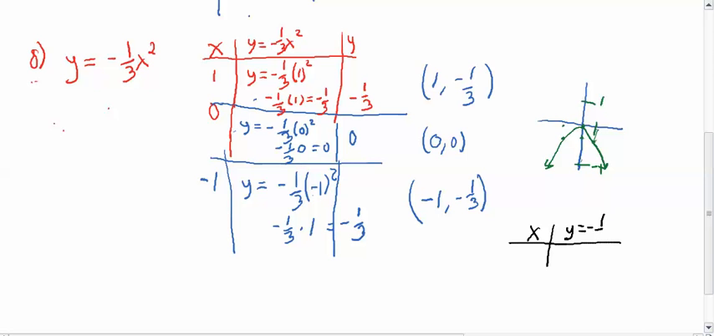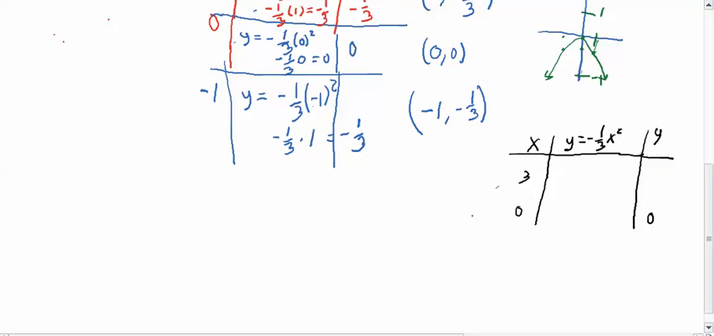So I have -1/3 x squared. We can always choose 0, because your y is going to be 0, since anything times 0 is 0. So I'm going to keep that 0. But now, how about if I choose a 3? What if I do a +3 and a -3? And I'm going to move down a little bit.